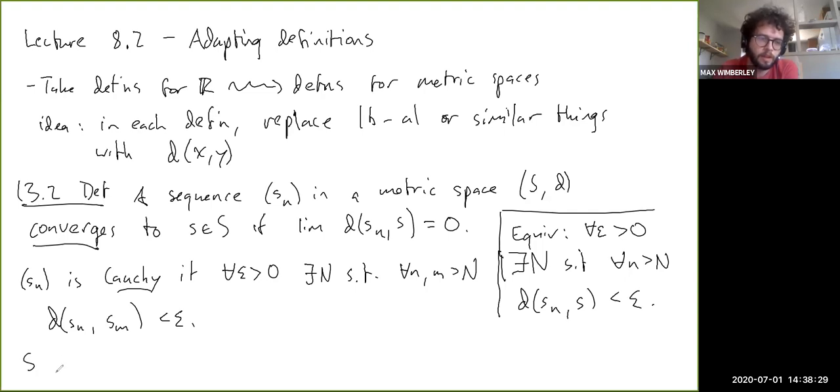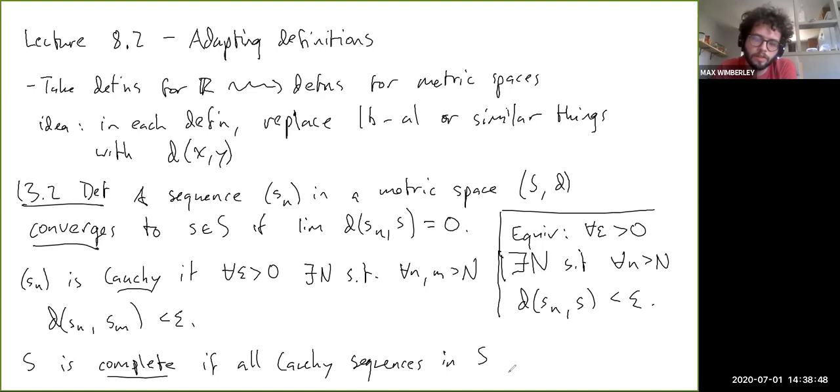Now, lastly, S is complete, and this one bears a little bit more discussion, and they do a fine job of explaining this in the book too. S is complete if all Cauchy sequences in S converge to an element of S.